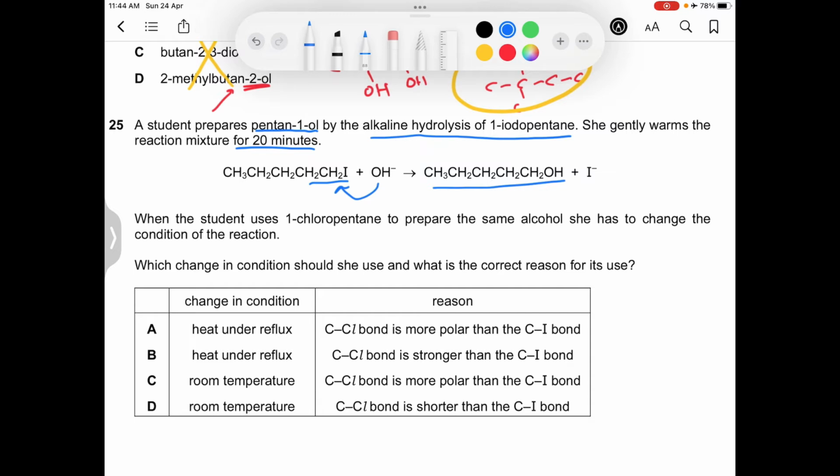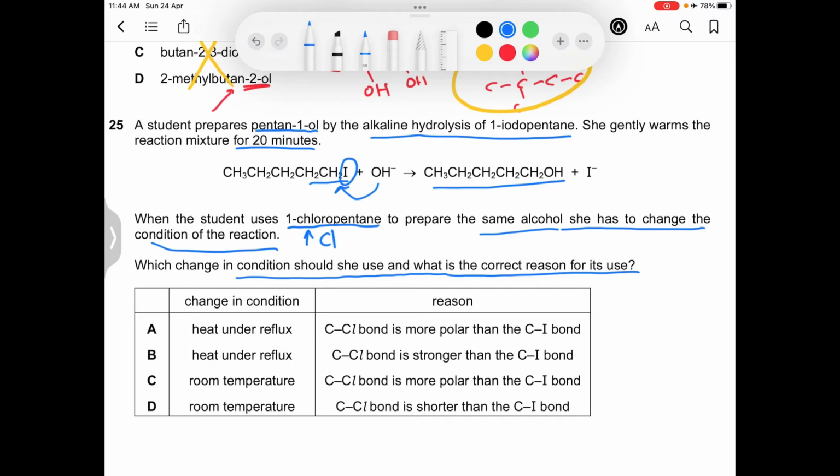When a student uses 1-chloropentane, okay, we change here the halogen. We use the chloro instead of iodine. To prepare the same alcohol, she has to change the condition of reaction. Okay, what change in condition should she use, and what is the correct reason for this use?